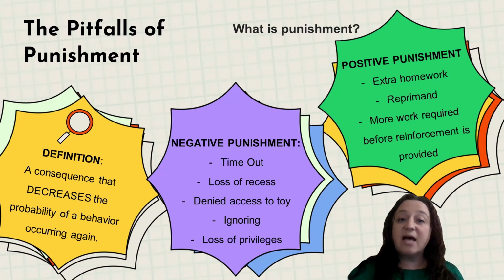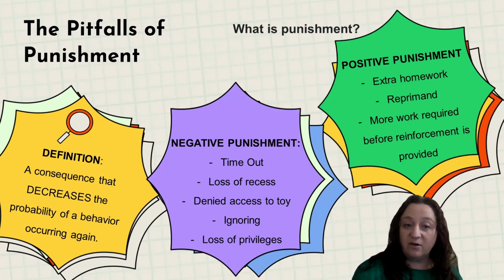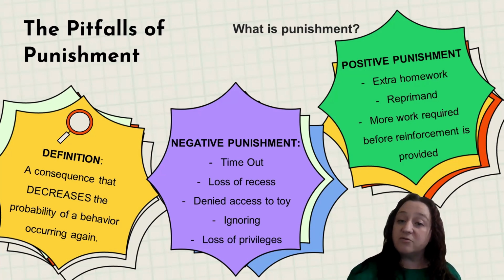So think about timeouts, where we're removing the student from something fun that they like to do in order to decrease behavior. The same thing as loss of recess, denying access to a toy or a favorite activity that they like to do. It might be ignoring or not speaking to a particular student, or it might be loss of privileges. Those are all examples of negative punishment, removing something pleasant in order to decrease behavior.